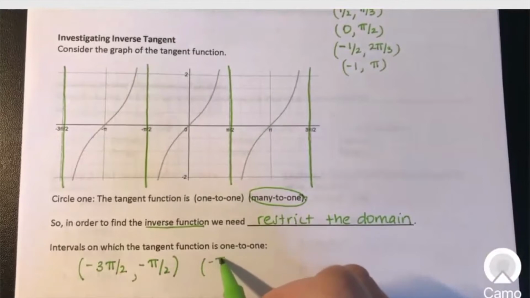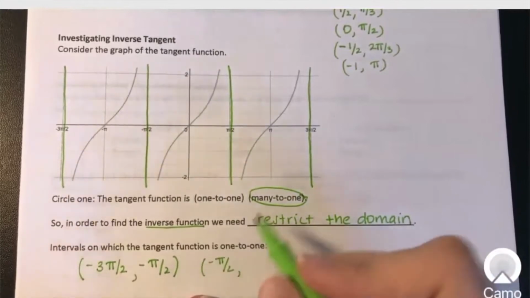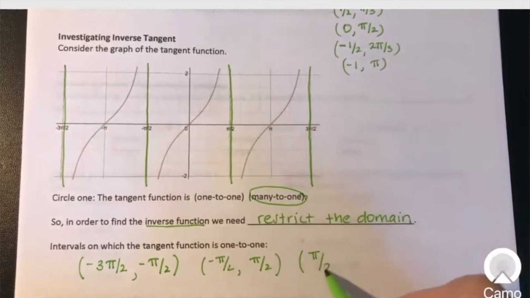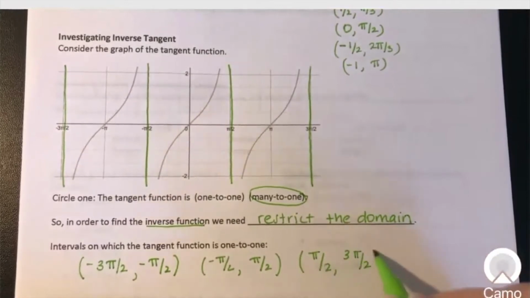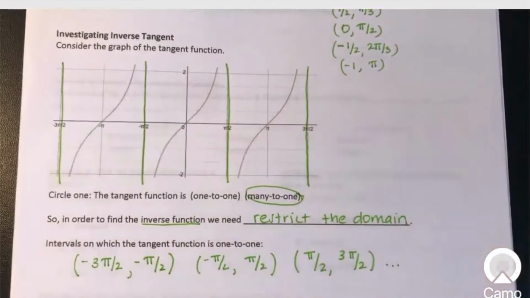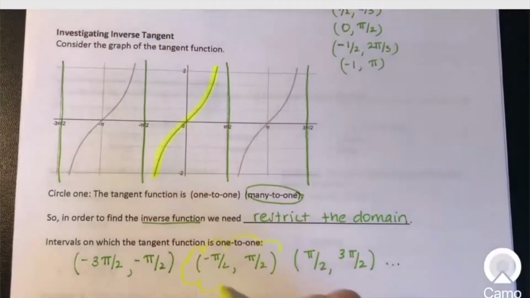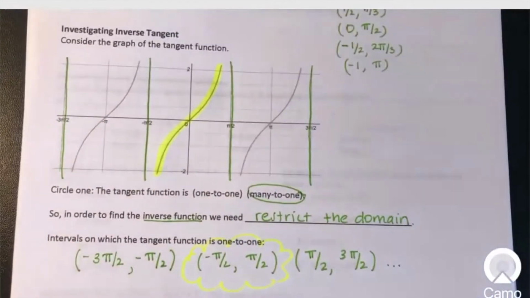So we have -3 pi over 2 to -pi halves, -pi halves to +pi halves, +pi halves to 3 pi over 2, and so on. So just like before, we're going to focus on the interval that's closest to the origin, and that will be from -pi halves to +pi halves.